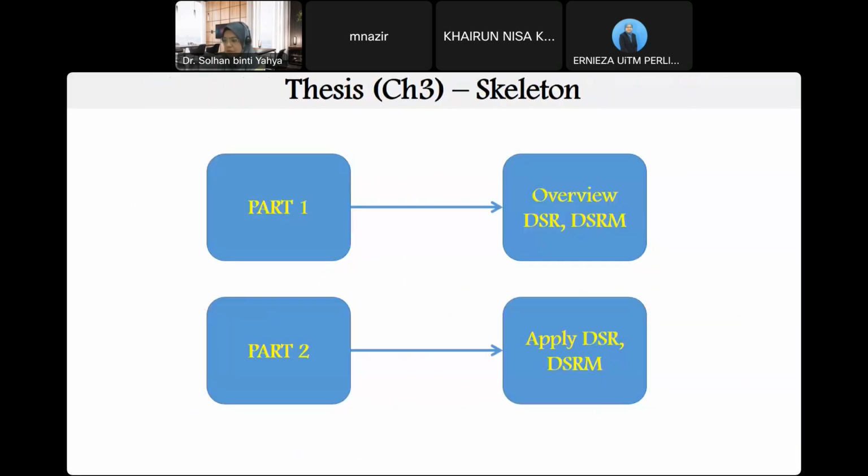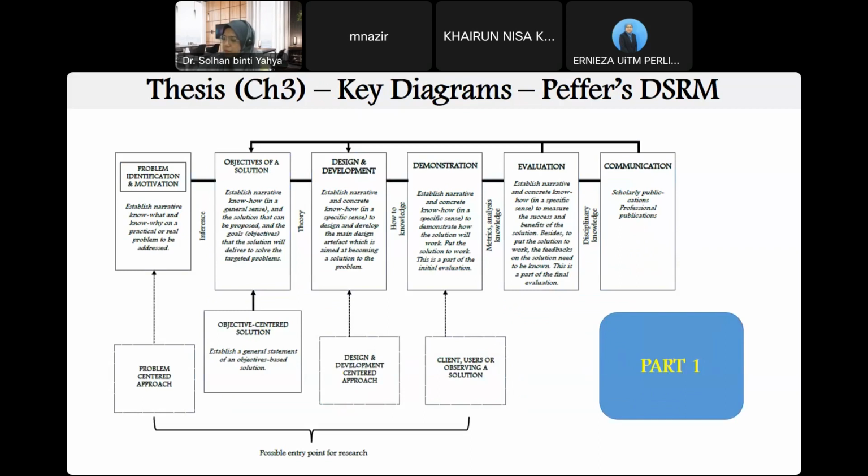And chapter 3, the ontology of chapter 3 is very simple. You have part 1, an overview of design science research, and then part 2, apply your design science research into your context. Right? Okay, that is chapter 3. For part 1, I always give students the template of Peffers, design science research. You can use it. You can explain it based on your understanding.